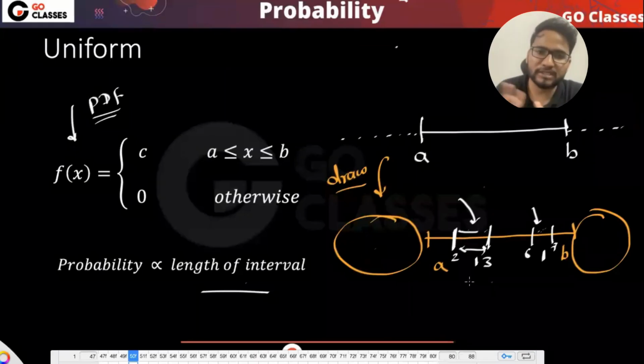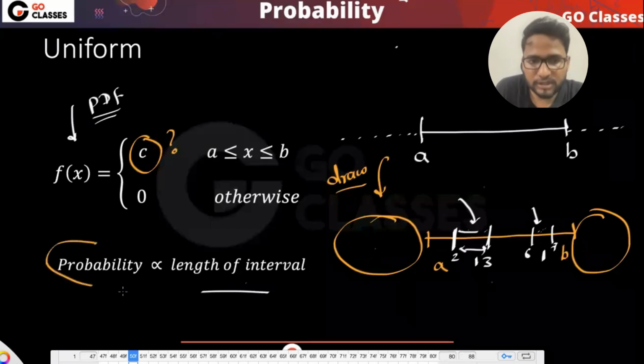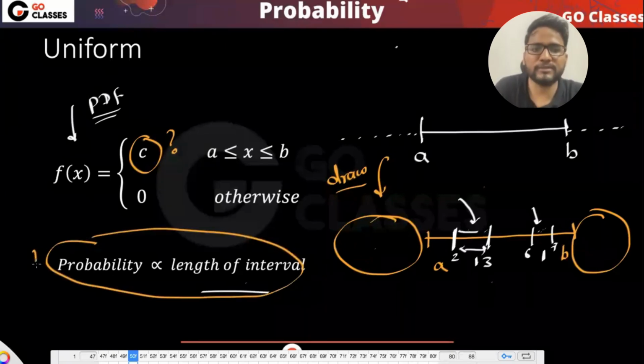There are one or two things that we need to see. First, what is the value of this C? Another thing we need to see is why I'm saying that probability is directly proportional to the length of the interval. So let's do it step by step. First, what is the value of C? How to calculate the value of C?